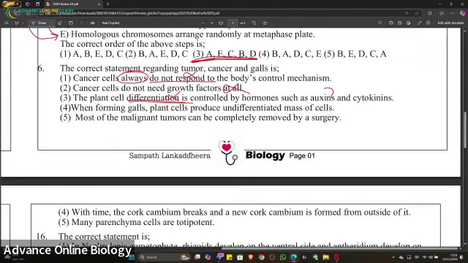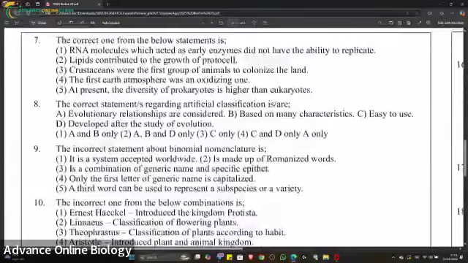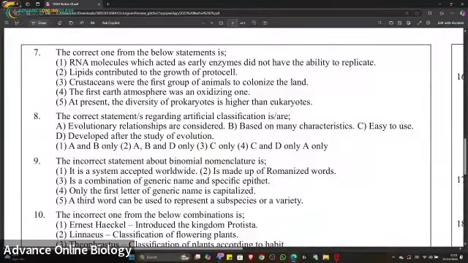When forming galls, plant cells produce an undifferentiated mass of cells. Correct. Most of the malignant tumors can be completely removed by surgery. What do they say, people? Most of the malignant, what do they say? Benign tumors. Wrong. So therefore, the answer is the fourth one. Right. Next question.